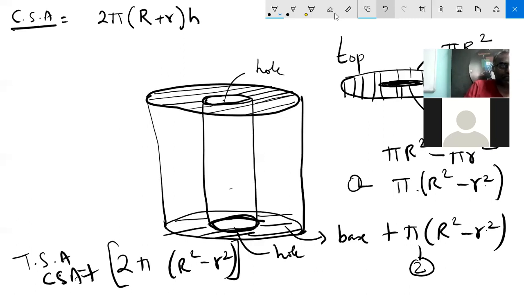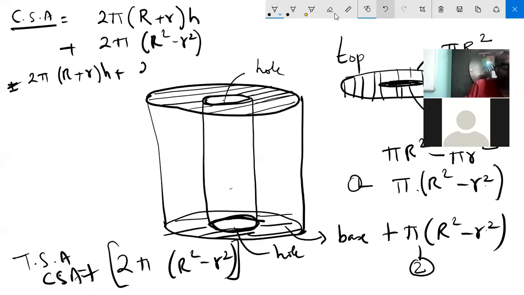Okay. இது CSA. இப்ப TSA க்கு என்ன பண்ணணும்? You have to add 2 pi into R squared minus r squared. Now, a squared minus b squared is equal to how much? What is the formula? A squared minus b squared is equal to what? Algebra formula, man. Algebra.